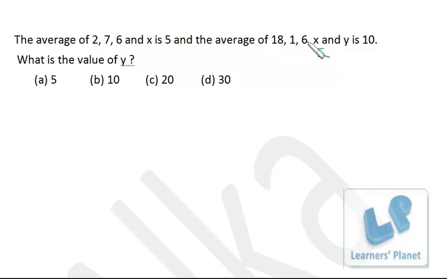Now 18 plus 1 plus 6 plus 5 plus y is 10. So 1, 2, 3, 4, 5. The sum of these 5 observations must be 50. Right? Sum by number of observations is equal to 10. So the sum must be 50. So 18, 19 and 6, I'm sorry, 19 and 6, 25. 25 plus 5, 30. 30 plus 20 is 50. Okay, so the value of y will be 20. I hope it's clear to you.